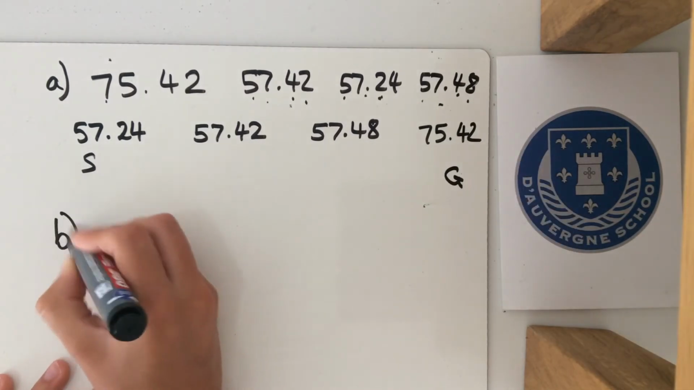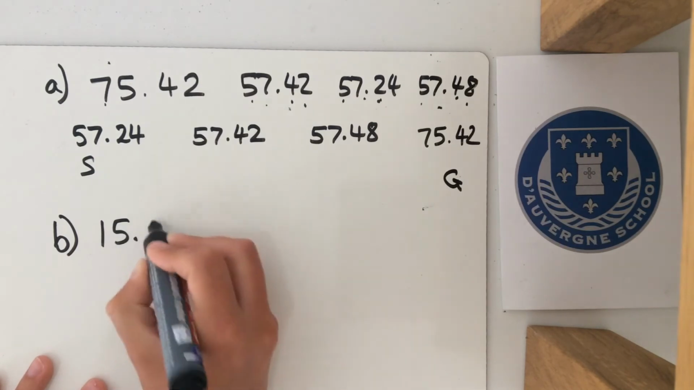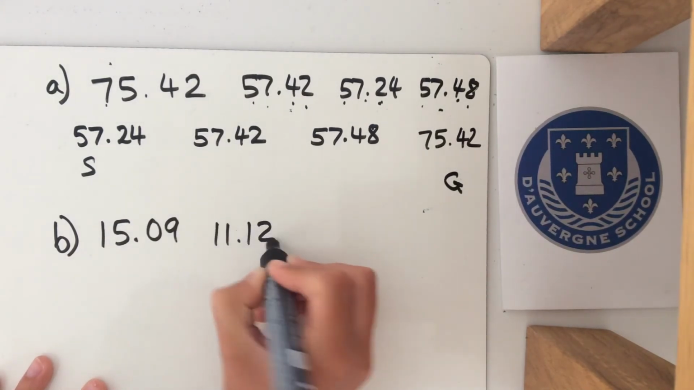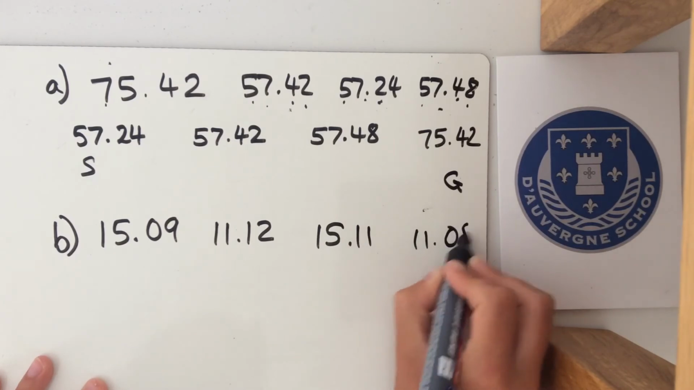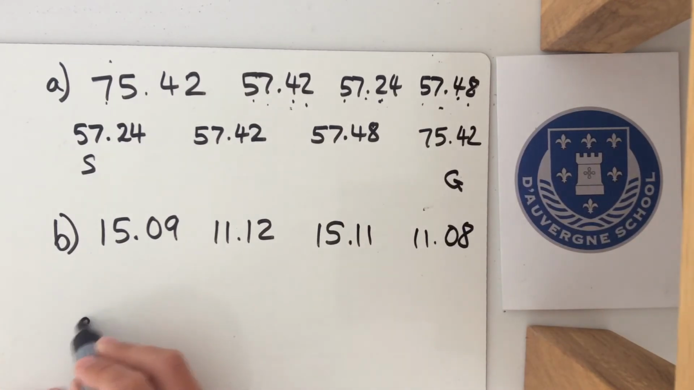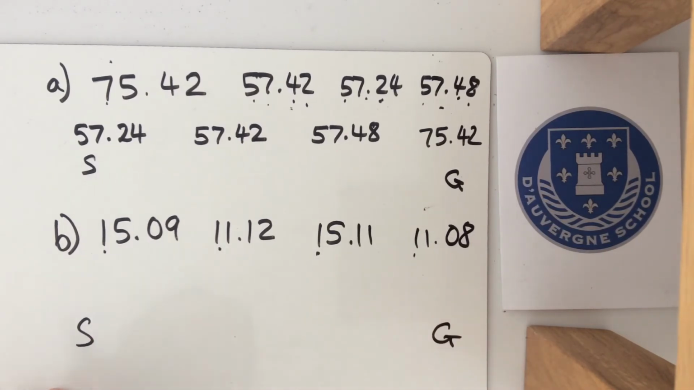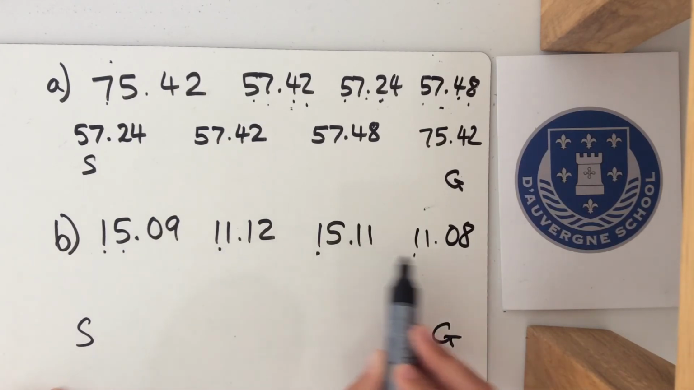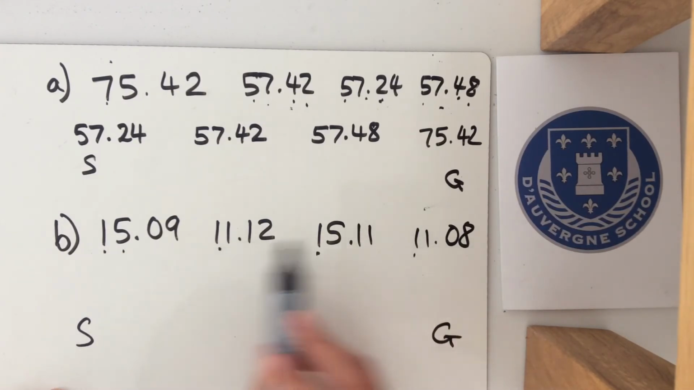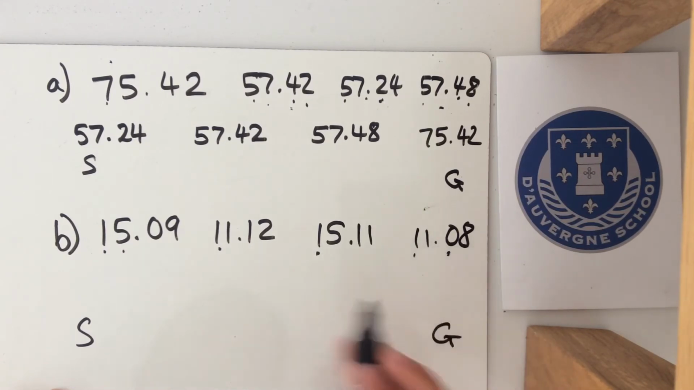Question B. We have 15.09, 11.12, 15.11 and 11.08. Okay, from smallest to greatest again. 1, 1, 1, 1 in our ones. Let's look at our tens. Let's look at our ones. We've got 5, 1, 5, 1. So it's out of these two here. So we go to our tenths column. We've got 1 and we've got 0. So 0 is the smallest.